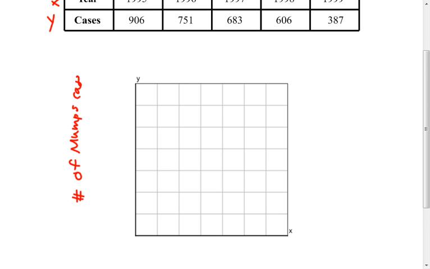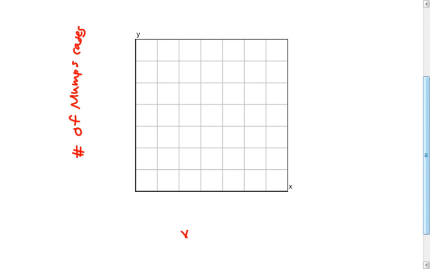Number of mumps cases, and then down here would be the year along the x-axis. Every graph should have a title too, so I'm going to write: U.S. mumps cases by year. Now, when you do this, you do not need to start either your x or your y-axis at 0. Just so you know, when you're doing scatter plots, you do not need to do that.